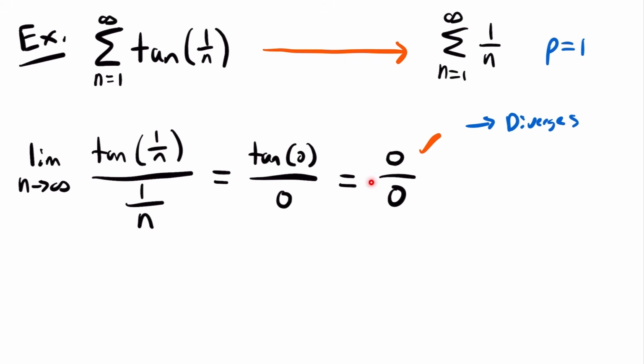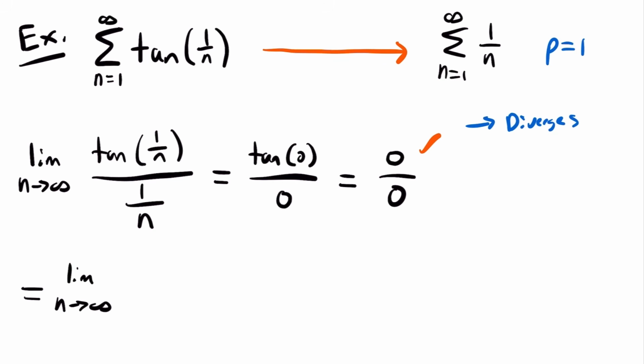Specifically, this is an indeterminate form that is compatible with L'Hopital's rule. We can use L'Hopital's rule to evaluate this limit. We can take the derivative of the numerator and denominator separately and then try to evaluate our limit again. And so if we do that, this will be equal to the limit as n approaches infinity of the derivative of tangent of 1 divided by n. That will require the chain rule.